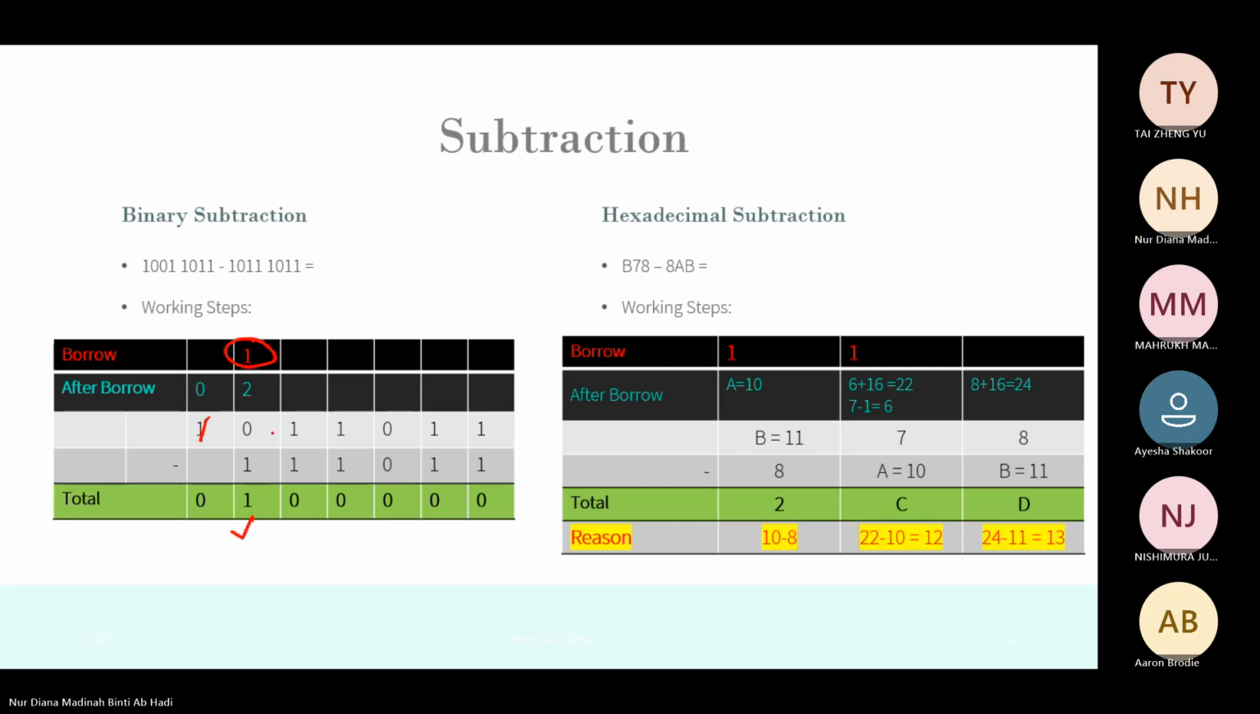Understand? Guys, do you understand? When we borrow this one, why 1 minus 1 will still get 1? Why, guys?